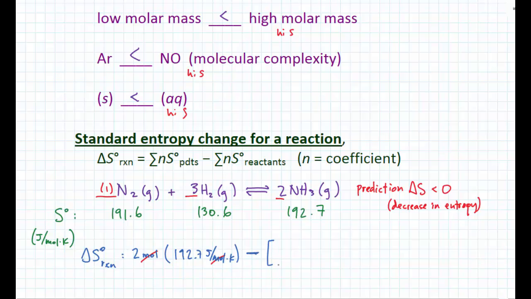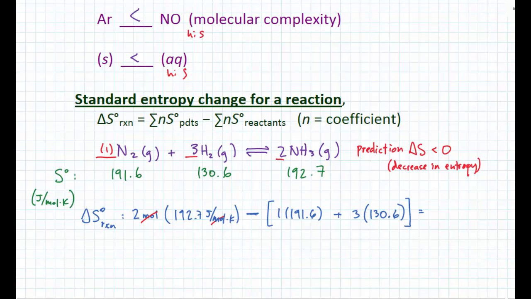and then I usually like to put a big square bracket and say, I'm not going to include the units anymore, but 191.6 plus 3 times 130.6, like that. But it's the sign that gives students more trouble than anything in this. Okay? All of us are pretty much capable of multiplying coefficients by a looked up number. It's that sign that you have to really watch out for.